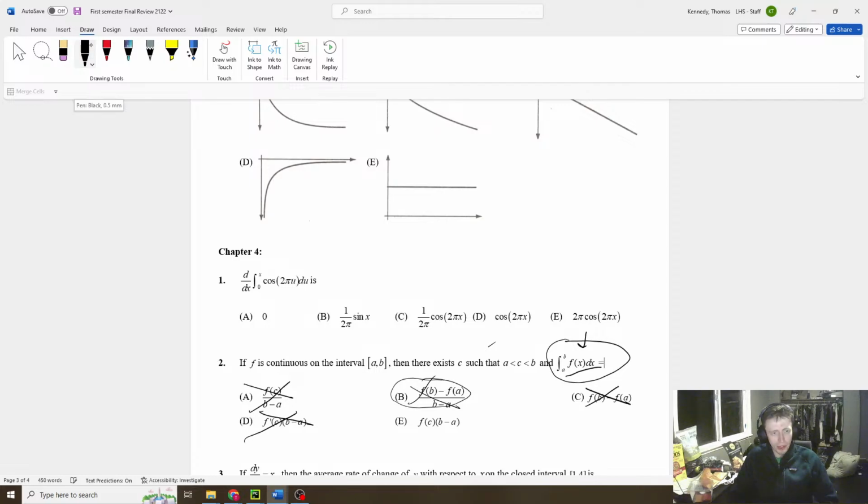Okay, so we boiled it down to exactly what, notes 22 or whatever, like the average value section. If we were to divide the b minus a to the other side, then we get the integral from a to b over b minus a equals f of c. And this looks exactly like what we normally see for average value.